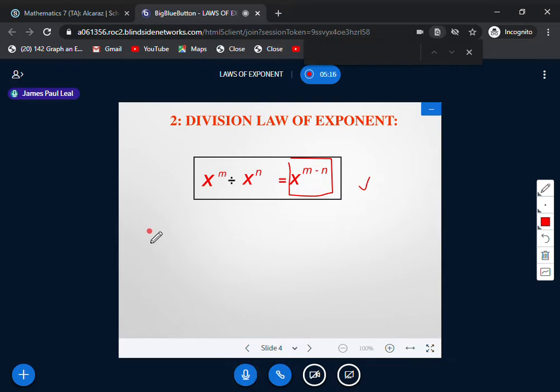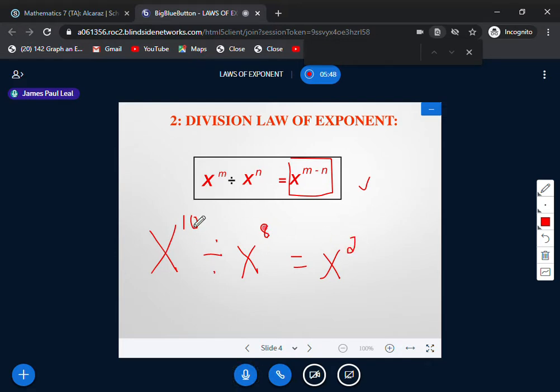Say, for example, I have here x raised to 10 divided by x raised to 8. So all you have to do, since this is division, is subtract the exponents. You just need to copy the variable, which is x. And since this is division, 10 minus 8, that will be 2.